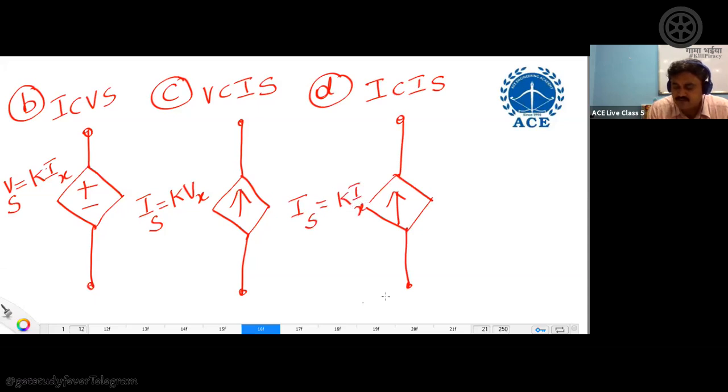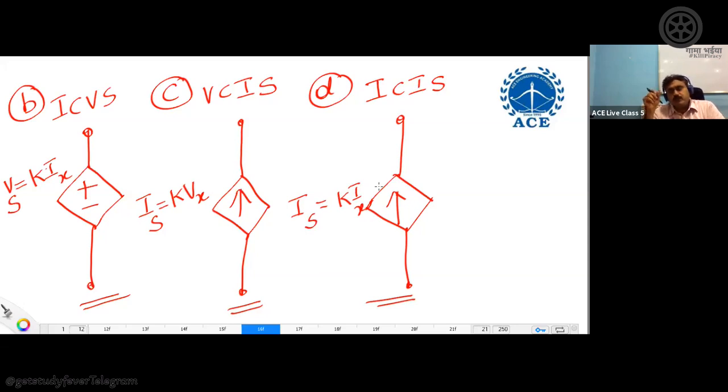That's all. These can be also active or passive. So these are 4 types of dependent sources we have in our networks. All will have the same shape. By seeing the type of source and the branch which is controlling the source, we can confirm what type of dependent source it is. So this is how we can represent.